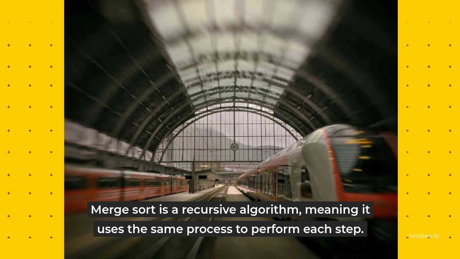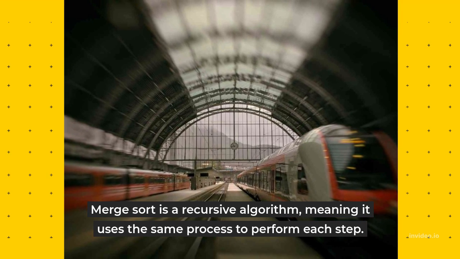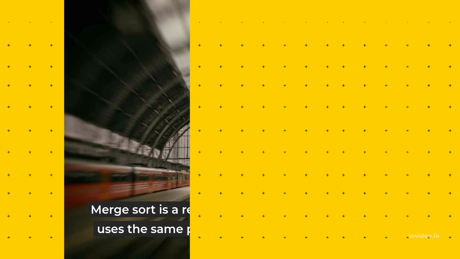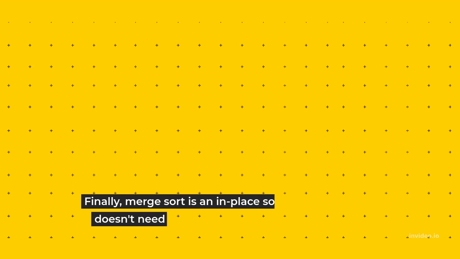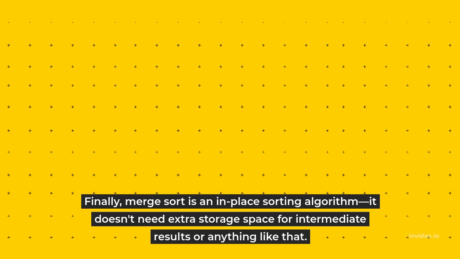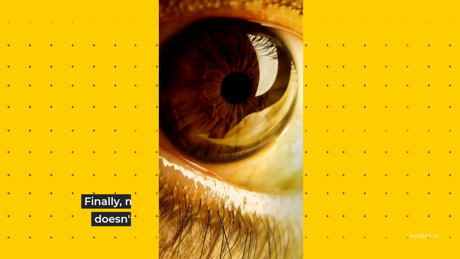Merge sort. Merge sort is a recursive algorithm, meaning it uses the same process to perform each step. It's also divide and conquer, which means that it divides your list into two parts and then recursively sorts each part separately. Finally, merge sort is an in-place sorting algorithm. It doesn't need extra storage space for intermediate results or anything like that.